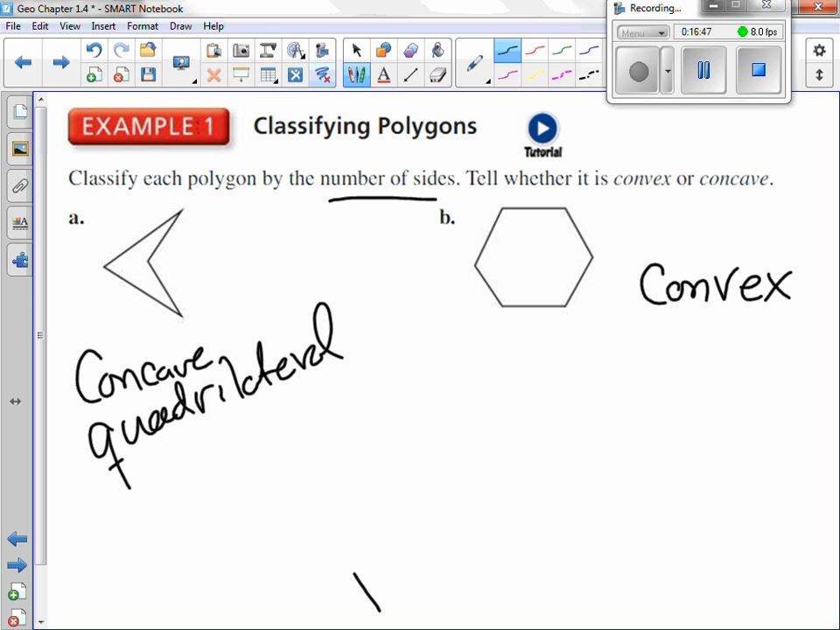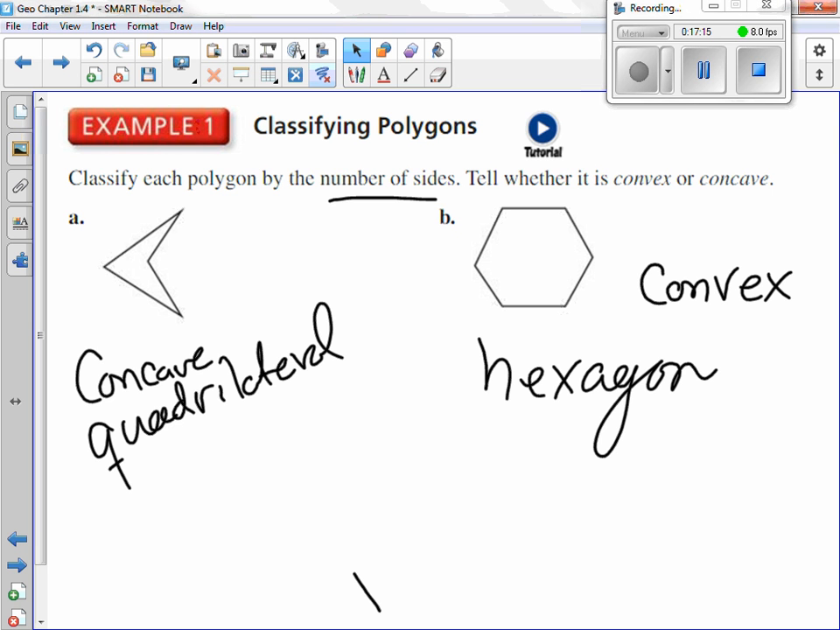Because it's not concave, is it? There's no way I can cut it. Now, how many sides do we have? So it's a... that's it. Now, if it doesn't give us any lettering on the vertices, we can't name it based off the letters. We can only name it based off the sides. Questions on this here? We good with this here? Yes?